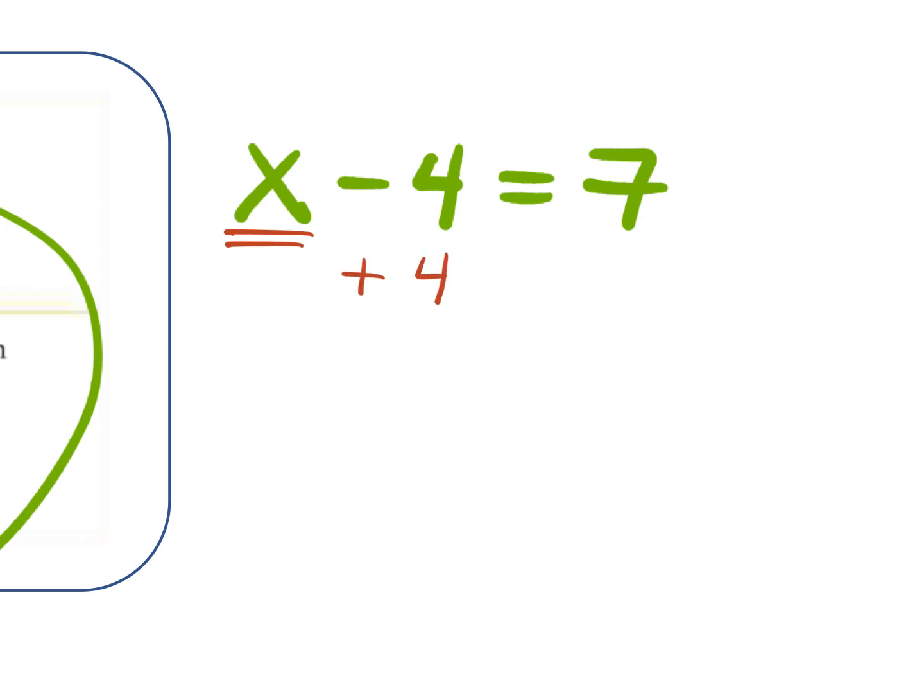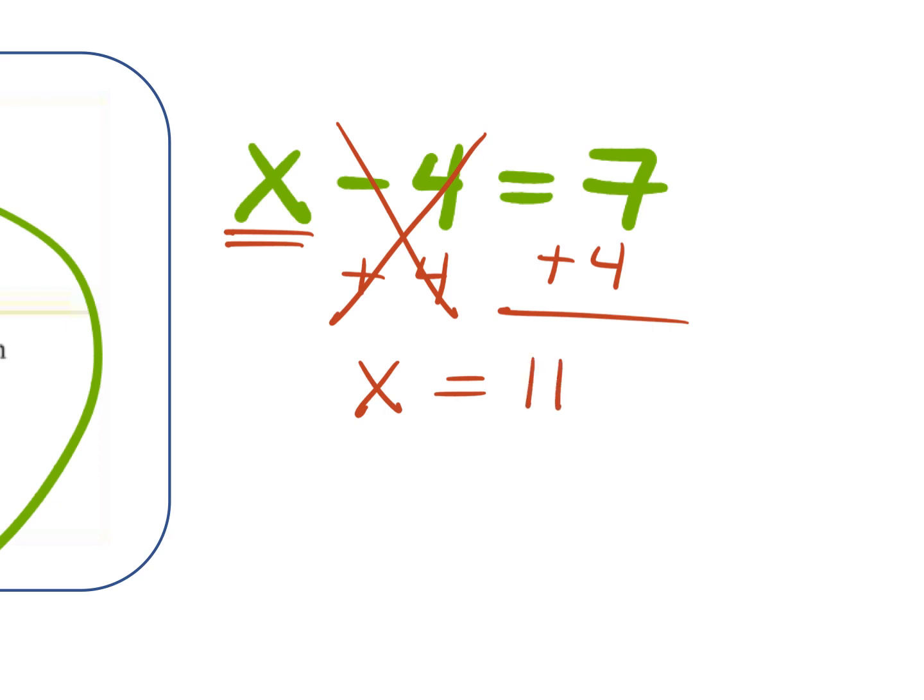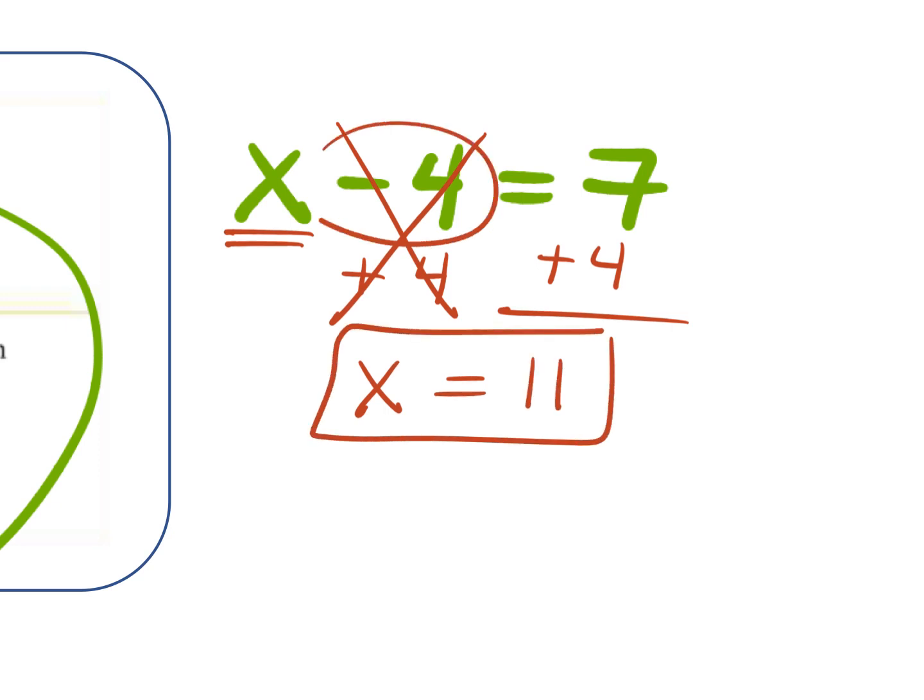Well, what is negative 4 plus 4? 0. So this goes away. But whatever you do to one side, this is the golden rule of algebra, you have to do to the other side. So x is alone now. 7 plus 4 is 11. So all we're doing is the opposite of the operation we see there. If it was minus 4, we go plus 4.